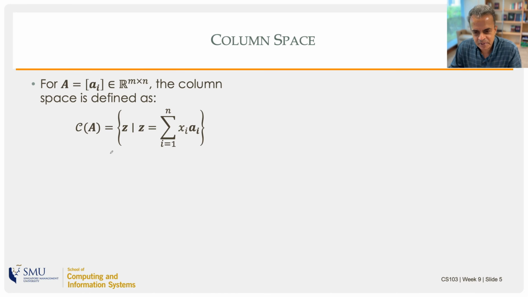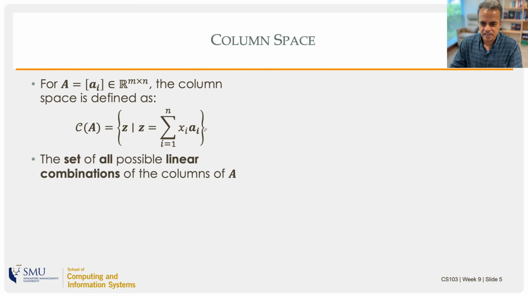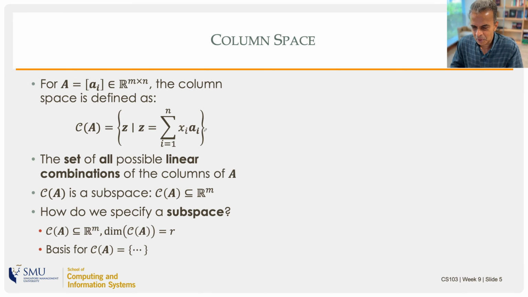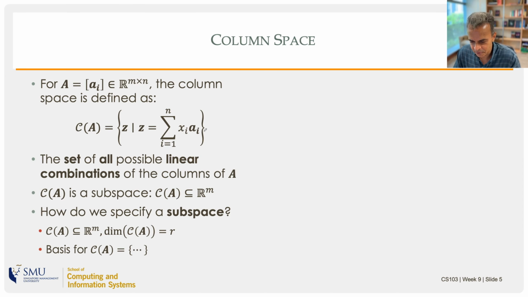So the column space of A is a set of vectors of the kind Z such that Z is a linear combination of the columns of A. So it's a set of all possible linear combinations of the columns of A, which is just another way of saying the span of the columns of A. It is a subspace, and it is a subspace of Rm because each column in A has m components, because you have m rows.